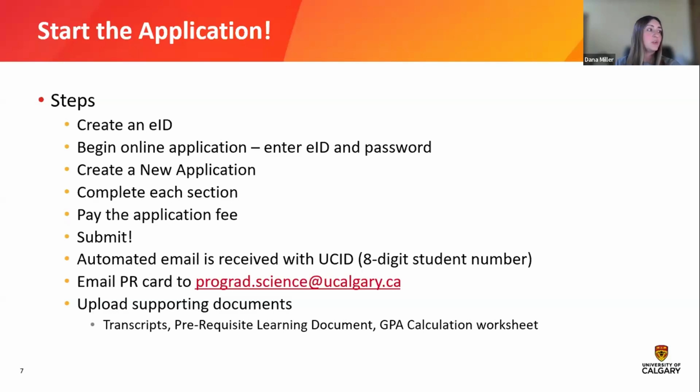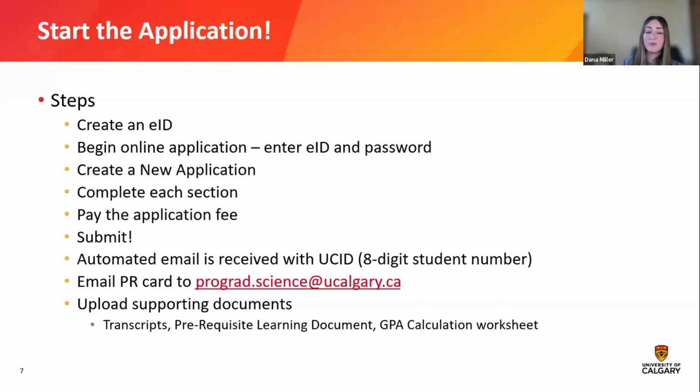The documents that you will need to have ready will be your unofficial transcripts, that prerequisite learning document, and the GPA calculation worksheet. So as a reminder, if you needed to provide ELP results, you would have self-reported these in your application. And then now you will be sharing these results electronically through the testing agency with the University of Calgary. So there won't be a slot in the application where these can be uploaded because they will just be shared electronically.